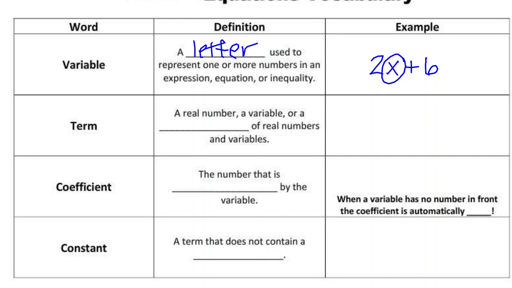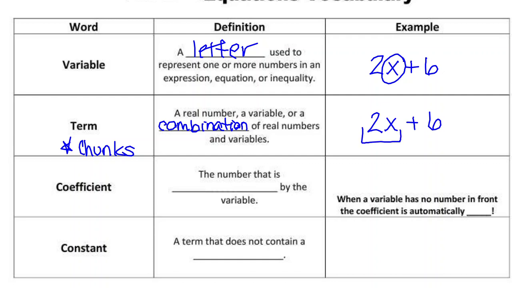So the next thing that we're going to talk about is a term. And the terms are the chunks of the problems. So it is a real number, a variable, or a combination of real numbers and variables. So it can be things that are put together. And if we use that same example we have above, we have this first chunk here, the 2x, and then our second chunk is that positive 6. So we have 2 chunks or 2 terms in this expression.